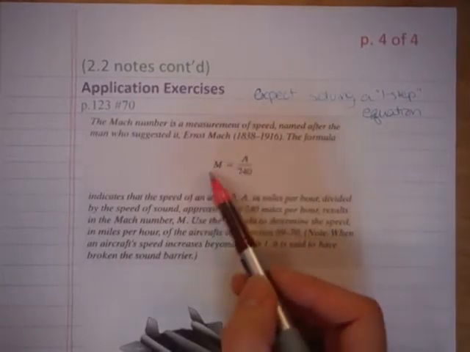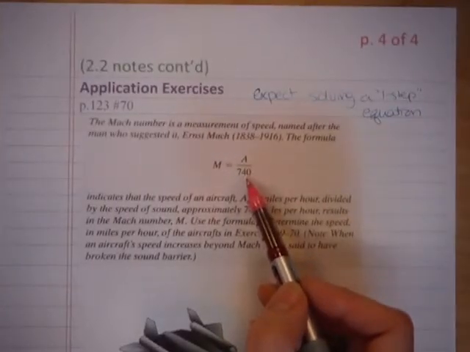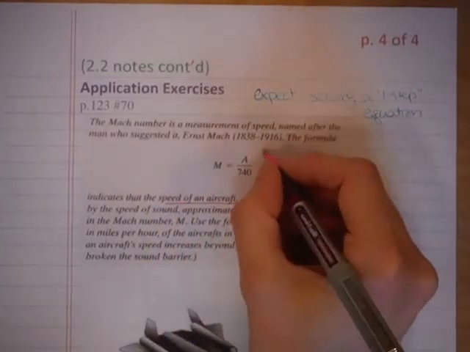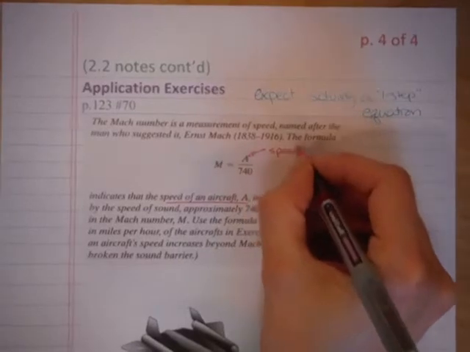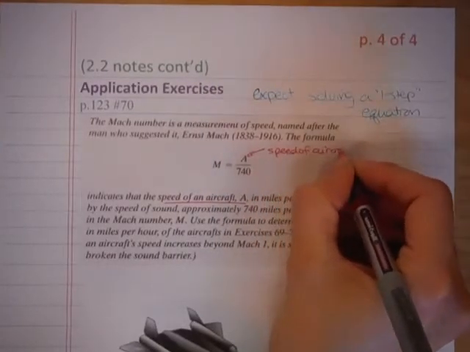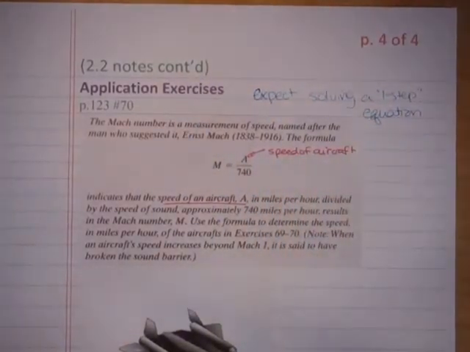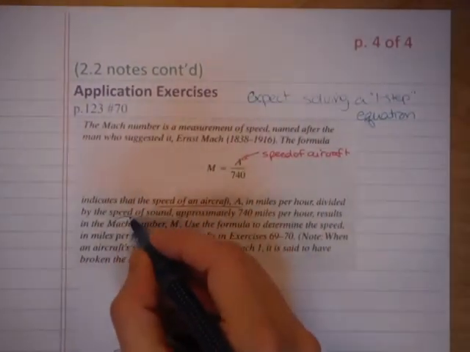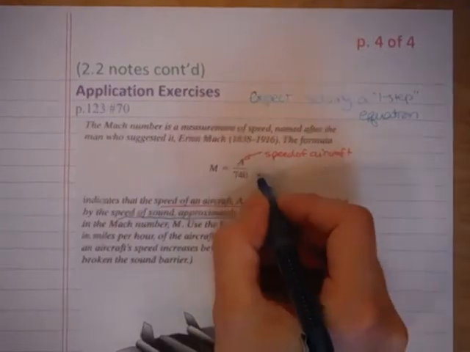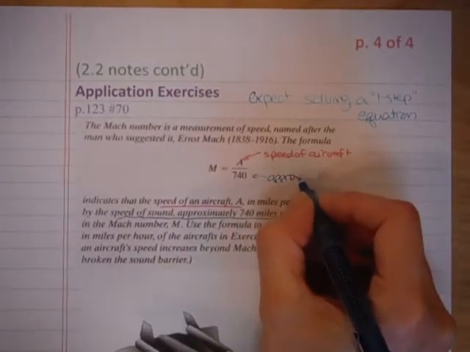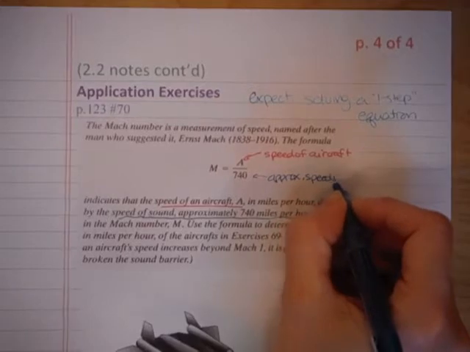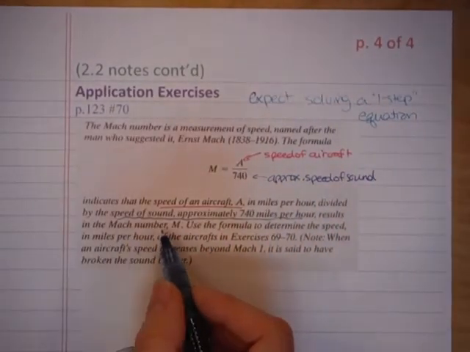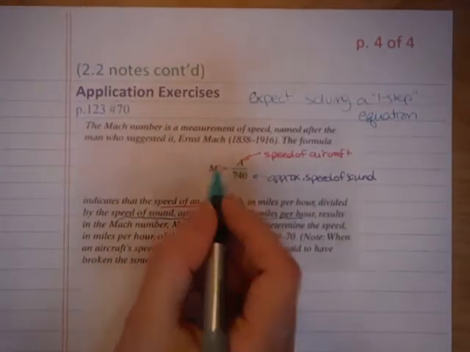The formula m equals a over 740 indicates that the speed of an aircraft A, so A is the speed of the aircraft in miles per hour, divided by the speed of sound, approximately 740 miles per hour. So right here we have the approximate speed of sound. Results in the Mach number m. So m is our Mach number.